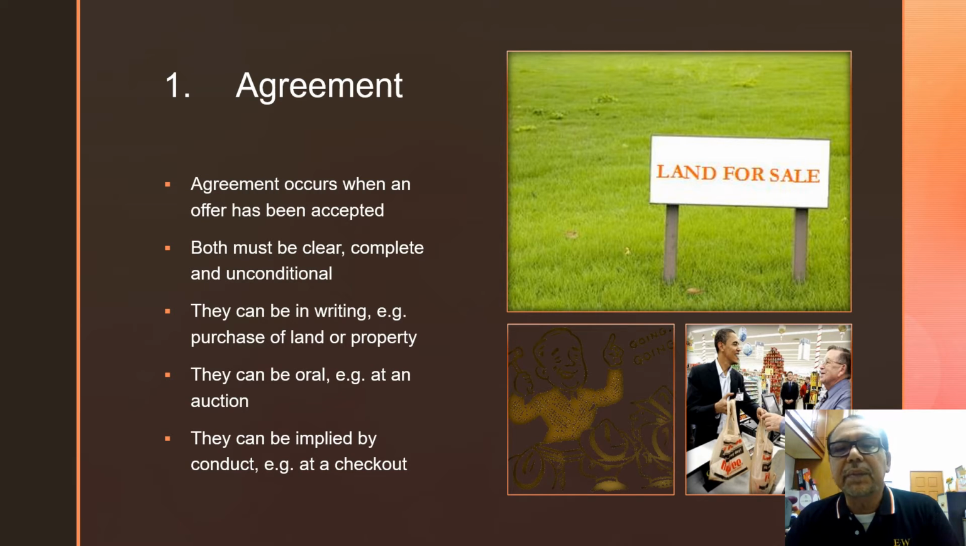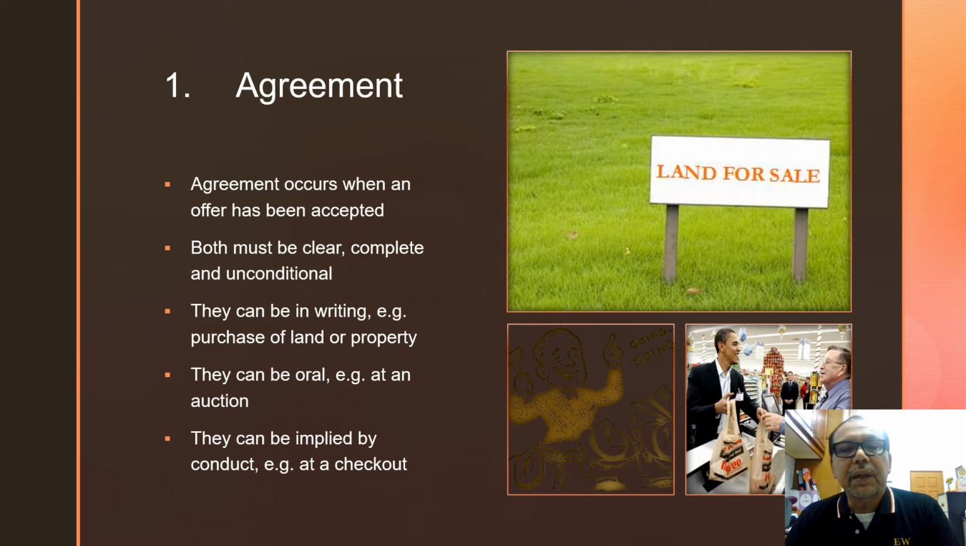You see in the advertisement, it's very clear, land for sale. They don't put any condition or anything down there. So that is very clear. Just land for sale, that's it. You cannot say land for sale is subject to this approval or that approval. That means you have put an additional condition. Then it's not clear. Then it's not an offer.